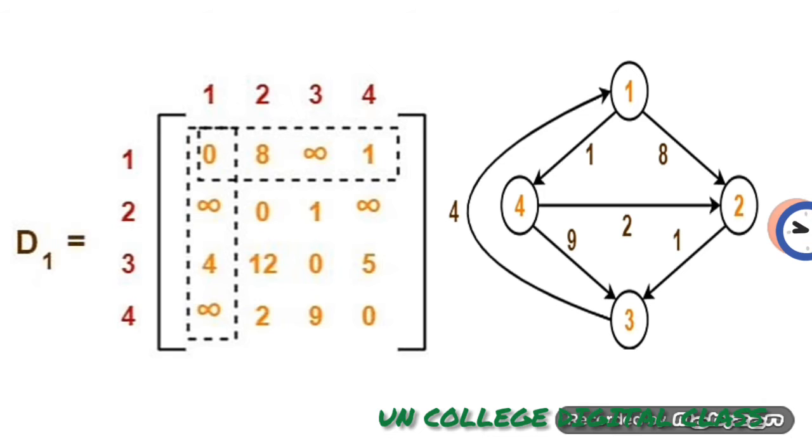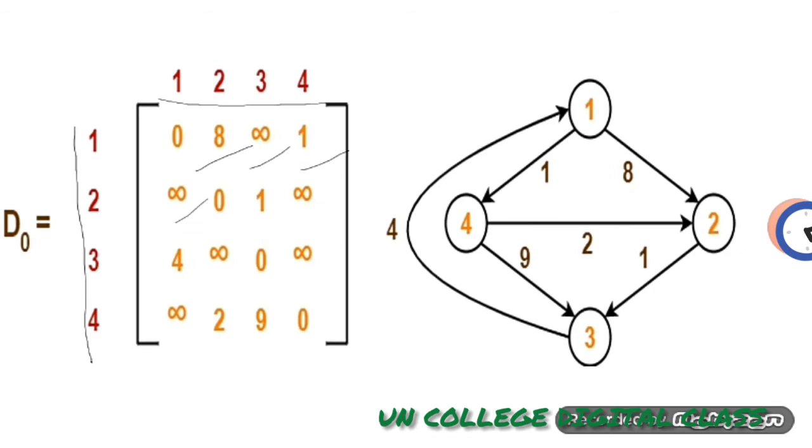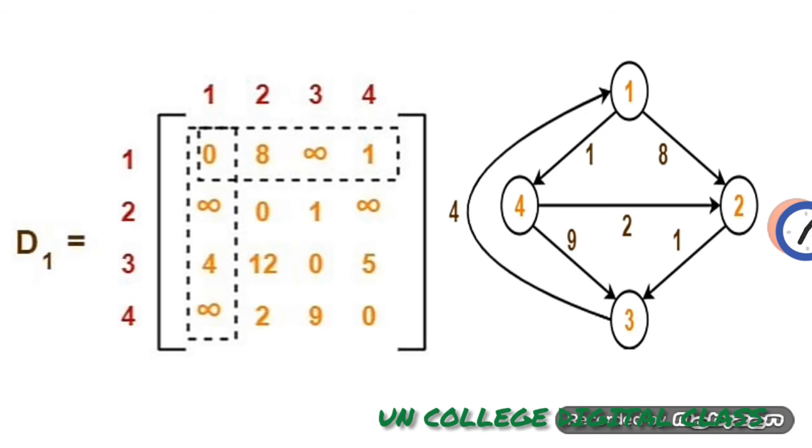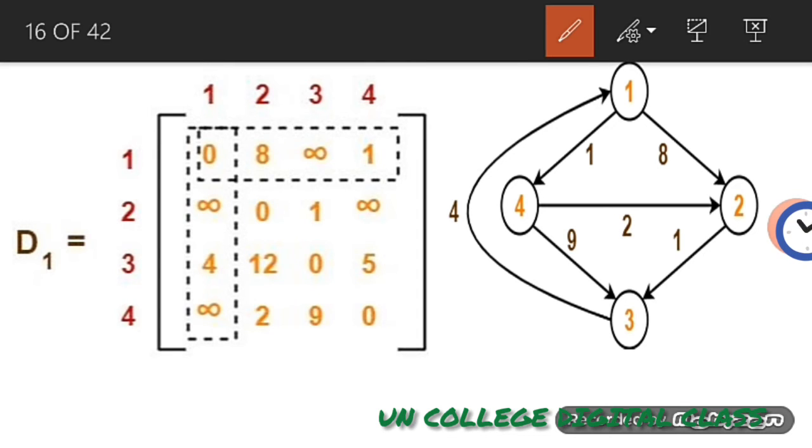At the first step we will try to use only one intermediate vertex and try to find the path. Let's go for the third row. Initially the third row represents 4, infinity, 0, infinity. Now it is 4, 12, 0, 5. How? 3 to 1 is 4, because here it is a direct connection, this path. Then 3 to 2. For moving 3 to 2, we are using 3 to 1 and then 1 to 2.